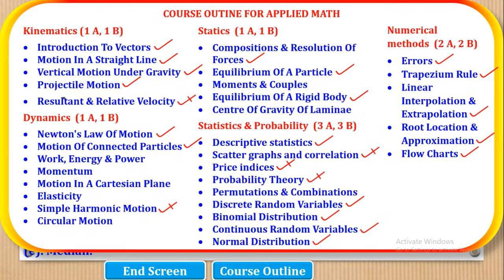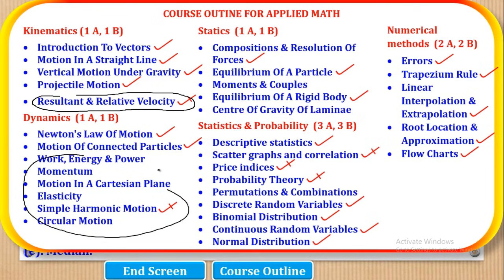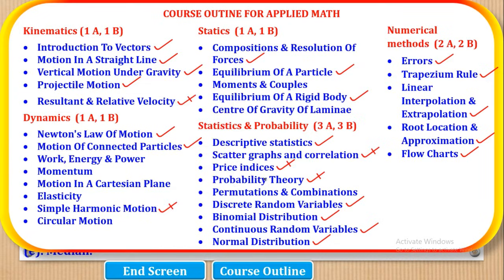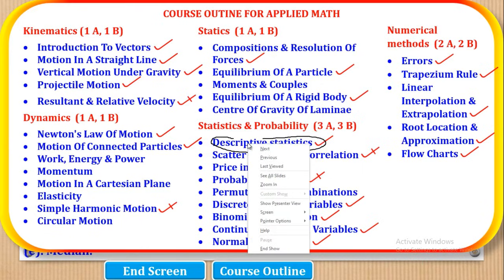Then this part we are left with resultant and relative velocity, which will also be remade. And here we are left with these videos. So what is given with a full tick means the video is available. Then what has a half tick means it is available but it is going to be remade. And what is not yet ticked means it is still pending. So in this video I'm going to remake the topic of descriptive statistics.